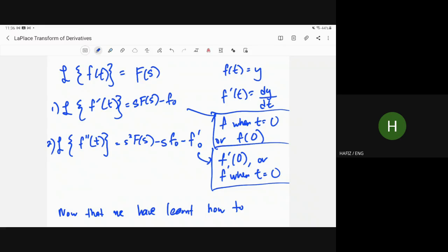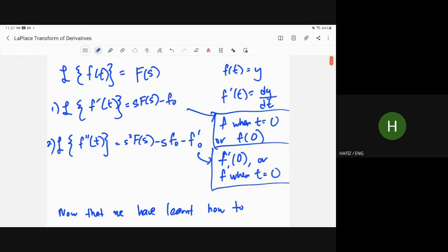And the same for the second order derivative. When we do the Laplace transform of that, we have s squared F(s) minus s f(0) minus f'(0). So f'(0) here means the value of f' when t is 0.